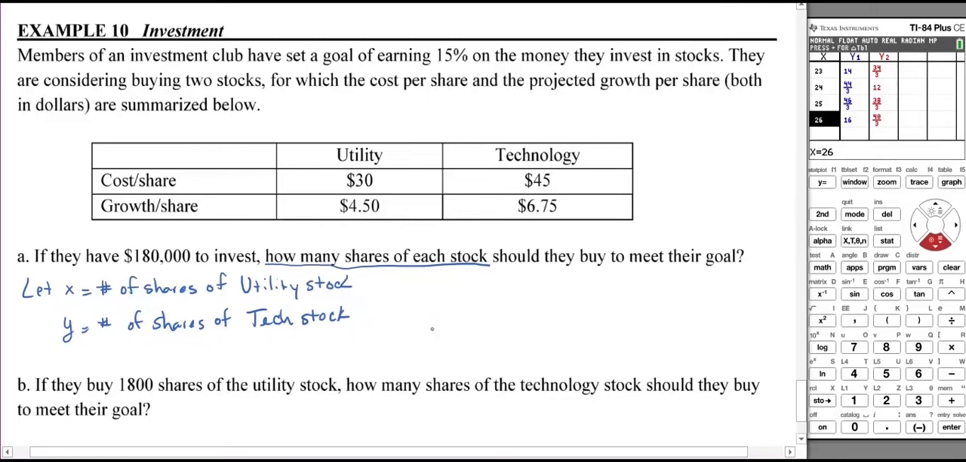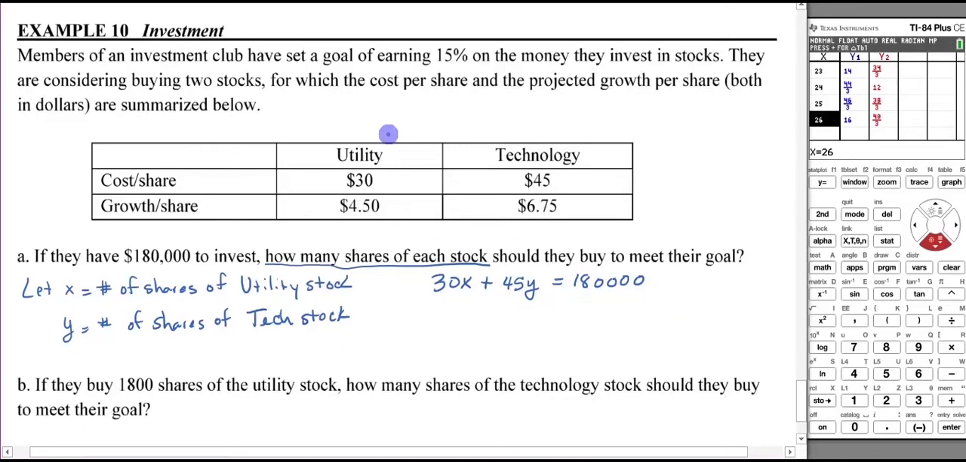Okay. We have $180,000 that we get to invest. So that means that however many shares of utility stock that we buy, it's going to be $30 per share. So $30 times however many shares that we buy of utility. And we add that to the $45 per however many shares we buy of the tech stock. If you add that up, that's going to add to our total of $180,000 that we have to invest.